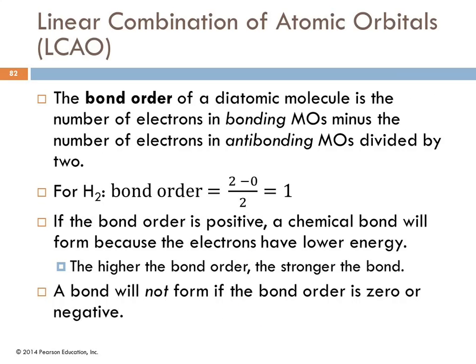If the bond order is positive, you'll get a chemical bond, which tells us that the energy is going to be lower. And the higher the bond order, the stronger that bond is going to be. If you get a 0 or negative bond order, then the bond's not going to form. It's not favorable energetically.